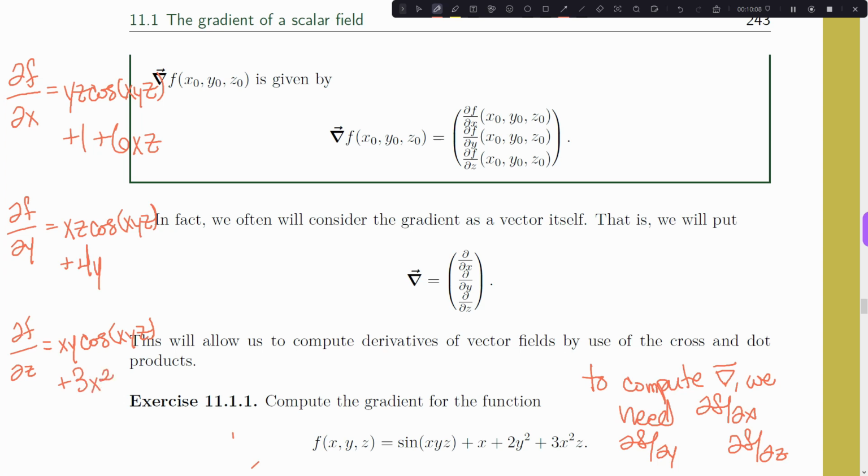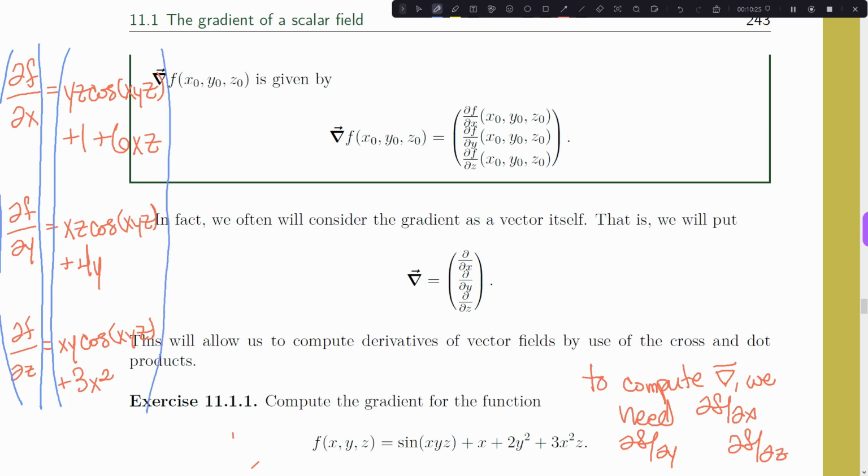Okay, so from this, how could we compute the gradient now that we have all three of them? It's actually much easier than you might think initially. What I'm going to do is put all three of these into a vector together. And there you go, there's my gradient. I can say this is equal to the gradient of f.